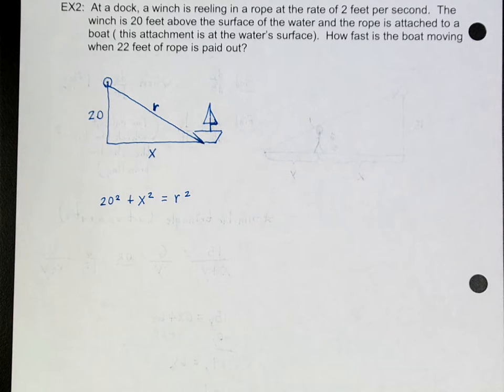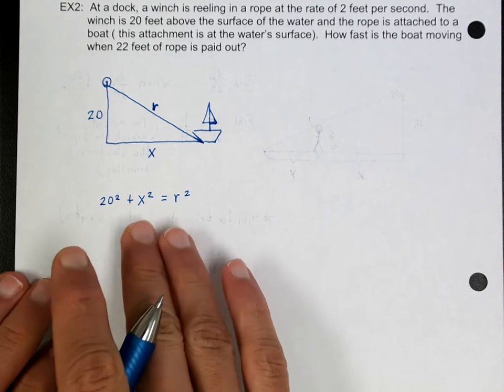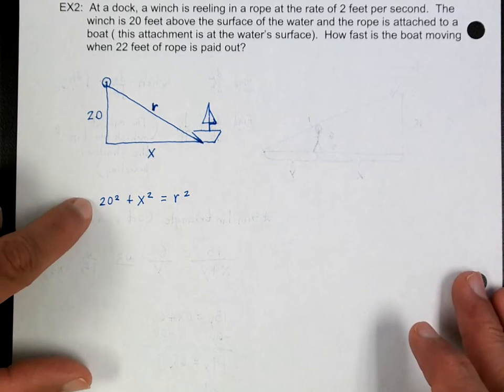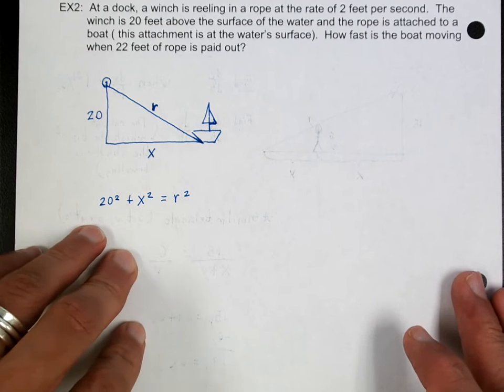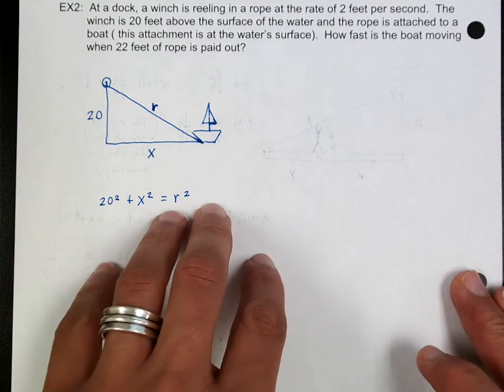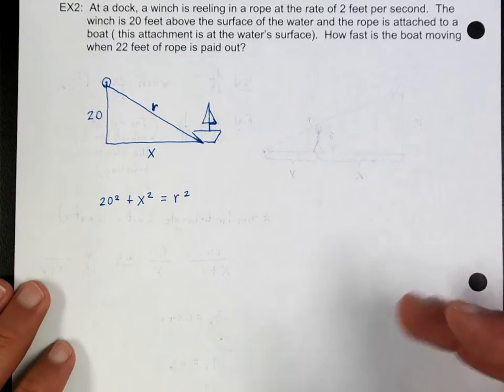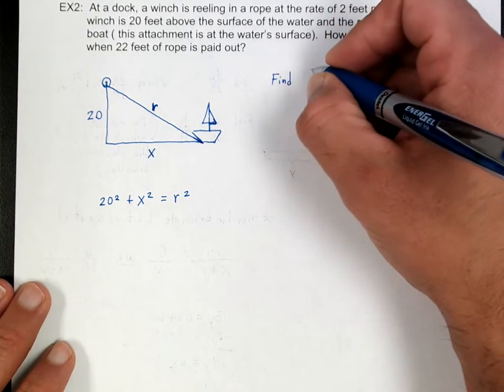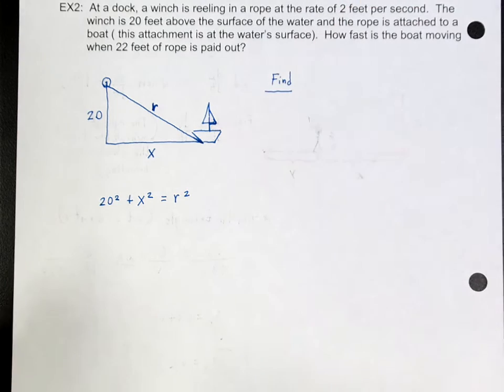Notice that r is going to change and x is going to change. So you're going to have to take a derivative of this. But before we do that, and this is really up to you, sometimes I like to take the derivative first and figure out what I have and what I need. However, on this one, since we're already talking about it, what do we need to find? That's the main question.